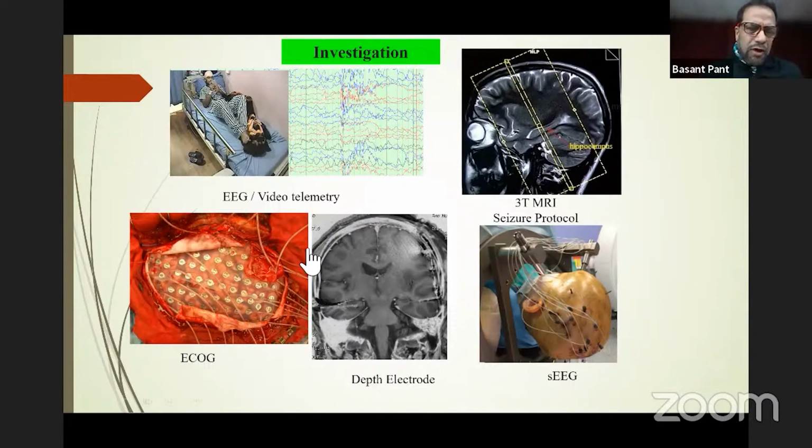So we hardly do any chronic recording in our cases. Of course, there are cases where we cannot find the pathology. We cannot find the lesion, or we cannot find the ictal onset zone. Then we leave this patient behind and say, we cannot operate.